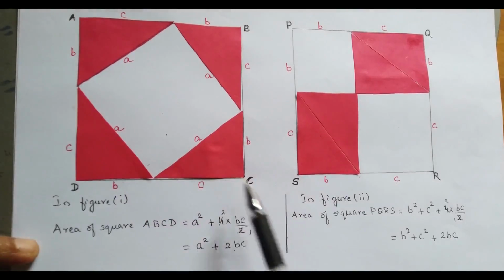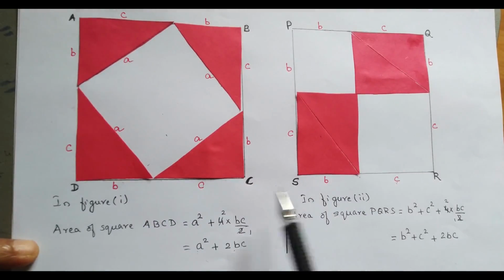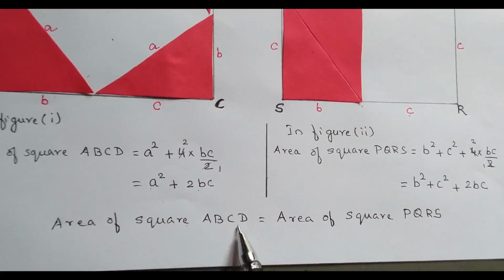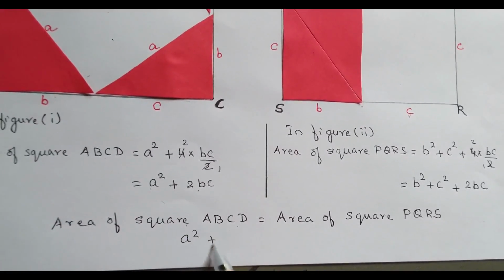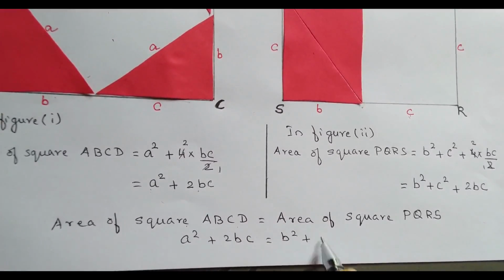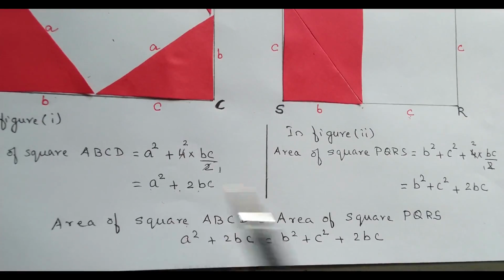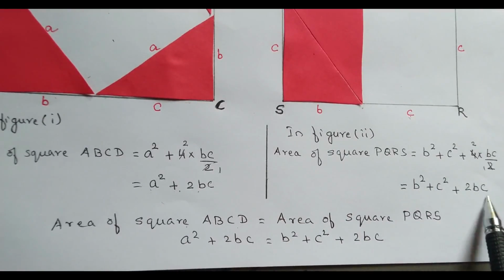2BC. The two squares ABCD and PQRS are identical squares. Therefore, the areas will be same. Area of square ABCD is equal to the area of square PQRS. That is A square plus 2BC is equal to B square plus C square plus 2BC. Area of square ABCD, we got it as A square plus 2BC, and area of square PQRS, we got it as B square plus C square plus 2BC.